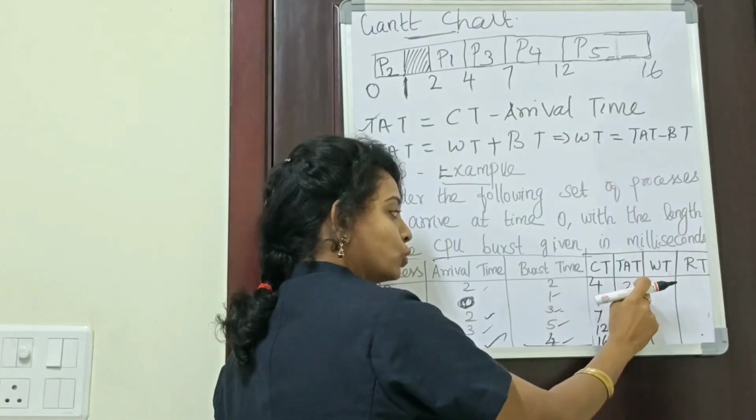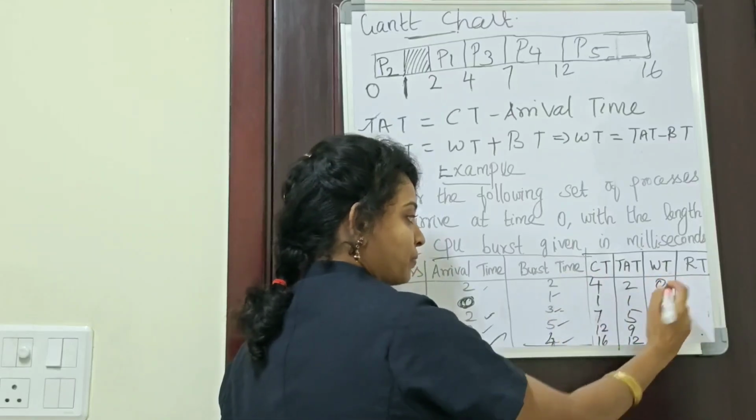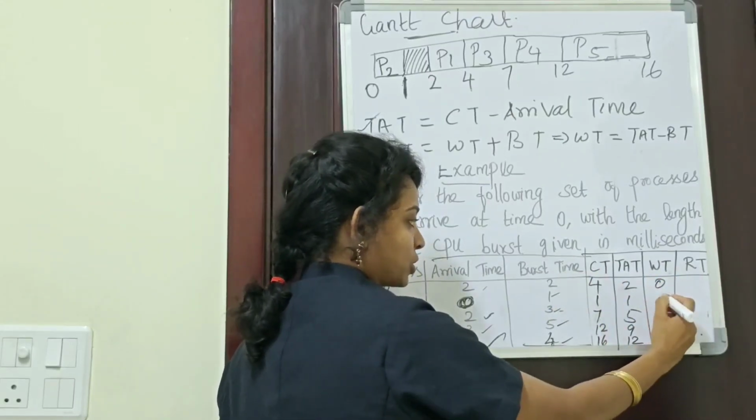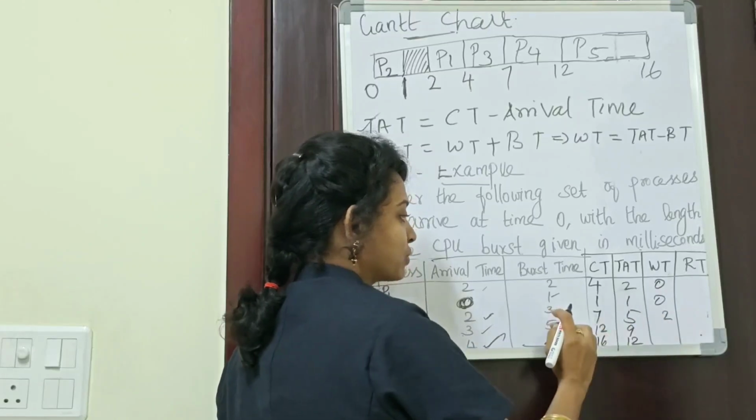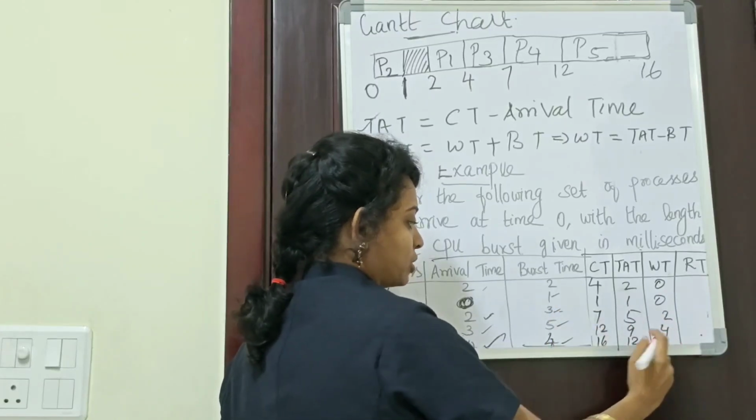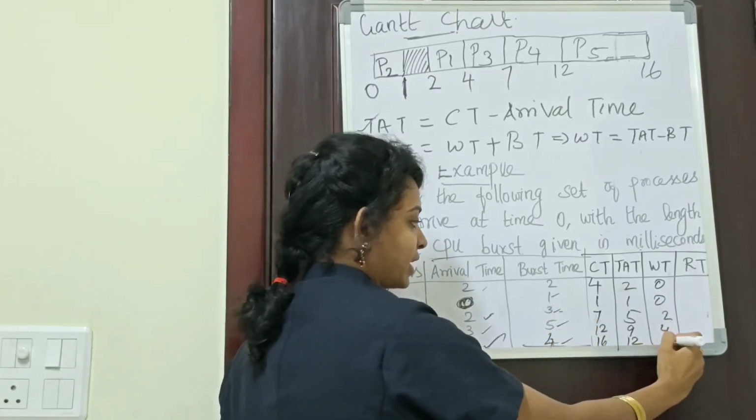So 2 minus 2, 0. 1 minus 1, 0. 5 minus 3, 2. 9 minus 5, 4. 12 minus 4, 8.